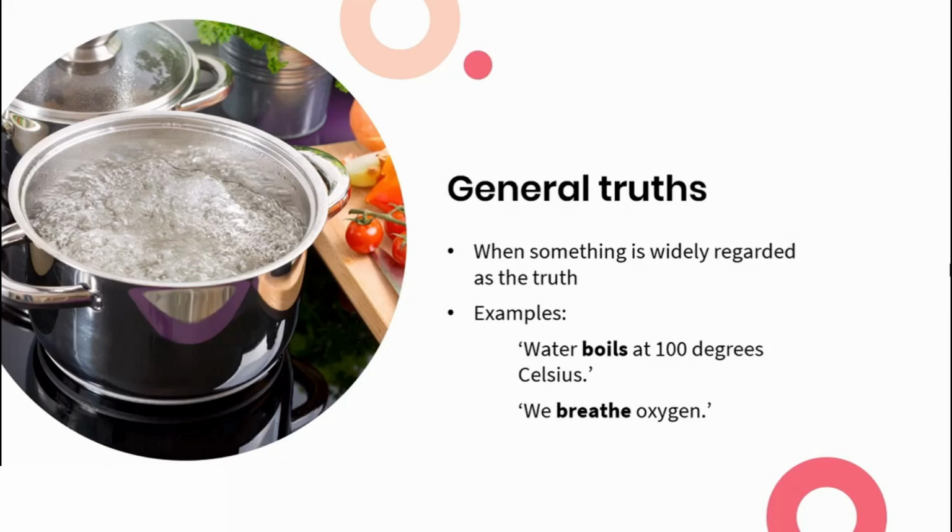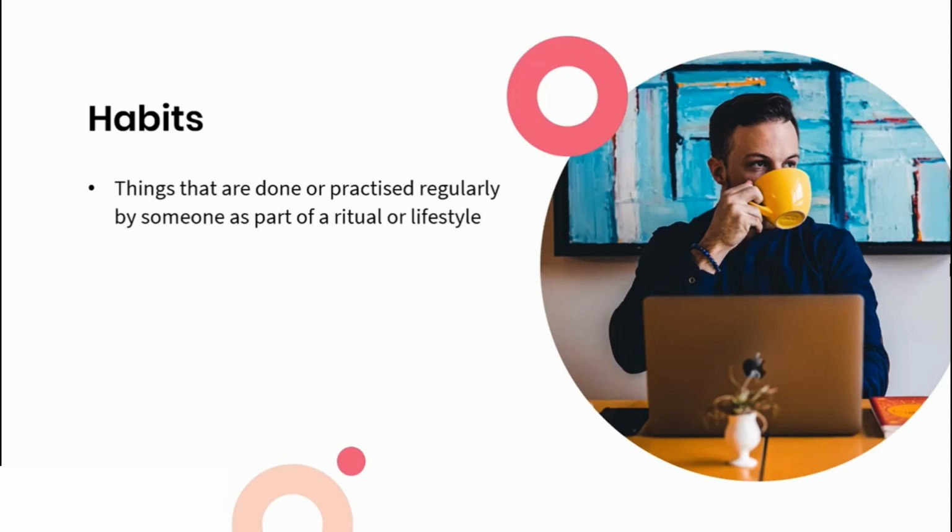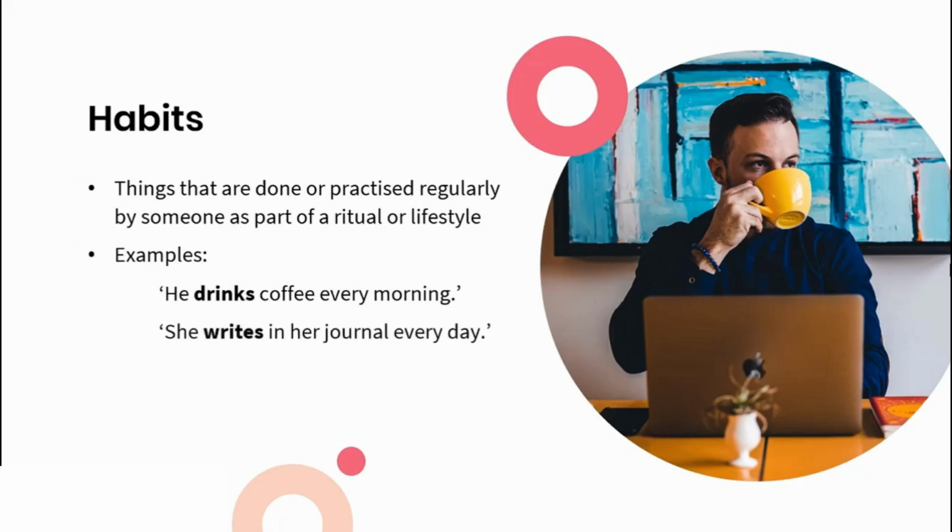These are firm truths. The next context for present simple tense is when you talk about habits. Habits are things that are done or practiced regularly by someone as part of a ritual or lifestyle. For example, he drinks coffee every morning. She writes in her journal every day. They eat lots of vegetables. All of these example sentences describe habits or rituals that are regularly practiced.